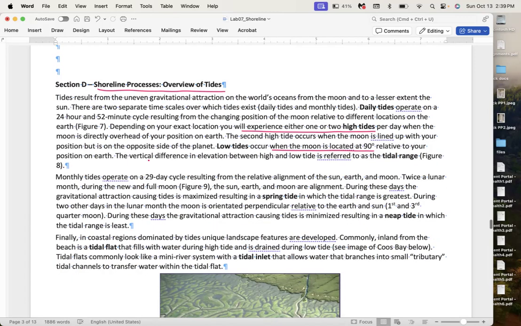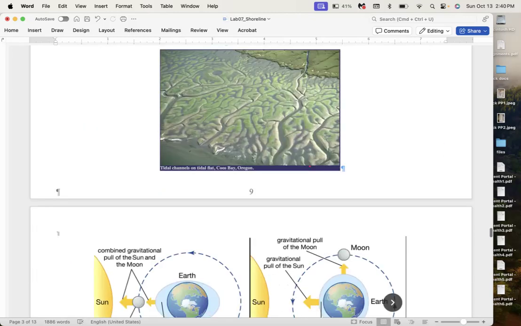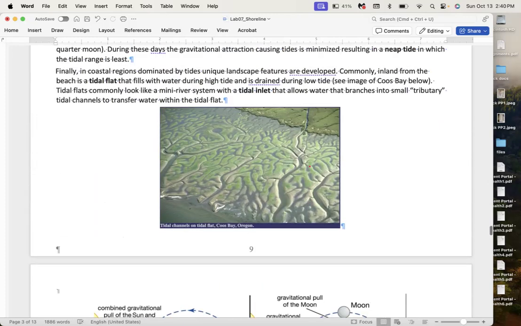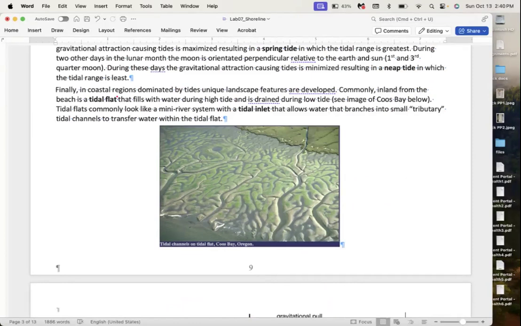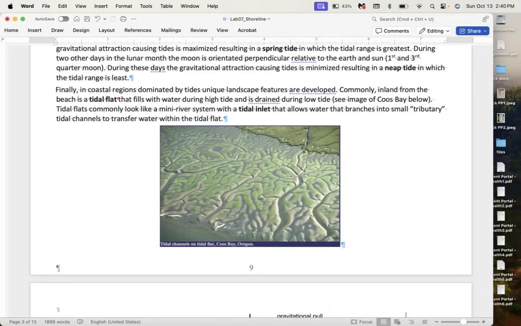So the vertical distance or vertical difference in elevation between the high and low tide is referred to as the tidal range. And we'll show that down here. I'll come down to it in a moment. Then on coastal regions dominated by tides, we produce a unique type of landscape called a tidal flat. And that's what you see down here in this diagram.